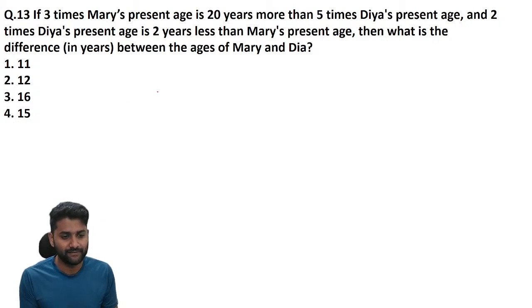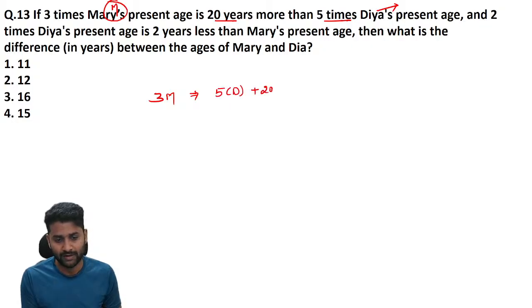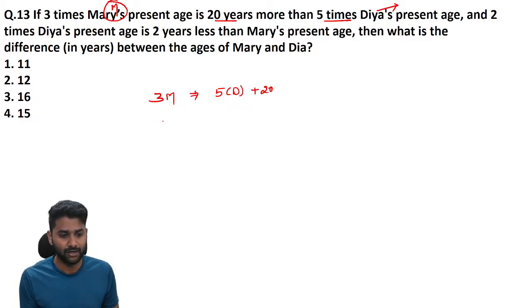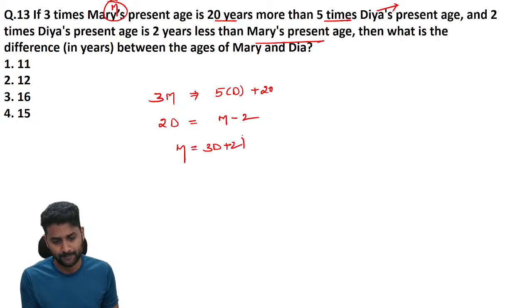Next one. If 3 times Mary's age, let us take the age of Mary as m, is 20 years more than 5 times Dia's present age. See, if you compare, 3 times Mary's age is 20 years more than 5 times Dia's present age. In the same way, 2 times Dia's present age is 2 years less than Mary's present age. Let's go through the simplification. Here m is equal to 2d plus 2.